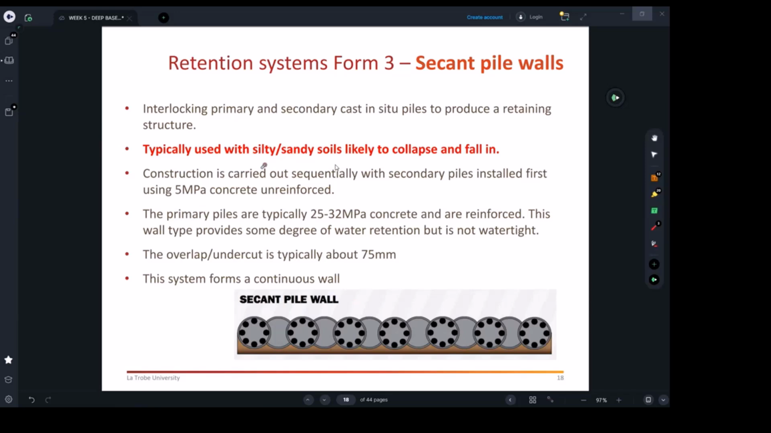If you've got water table issues, as it's specified here, it provides some degree of water retention, but it's not watertight. So what does that mean? If you go to any basements I was talking to you about, you're always going to see water leak from here and there, which is fine. It's not the end of the day.